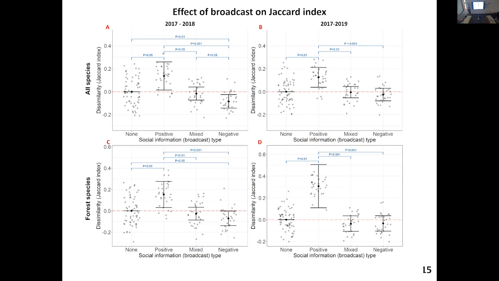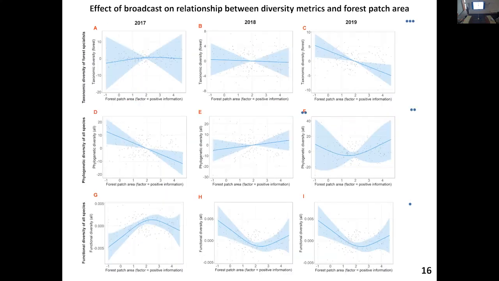And if you look at another set of graphs, here we see the taxonomic, phylogenetic, and functional diversity, and how the positive information influenced the relationship between all of the types of diversity and the forest patch area. And we can see that, for example, when you look at the forest patch area, it reversed, at least to some extent, the trend of the effect of habitat patch.